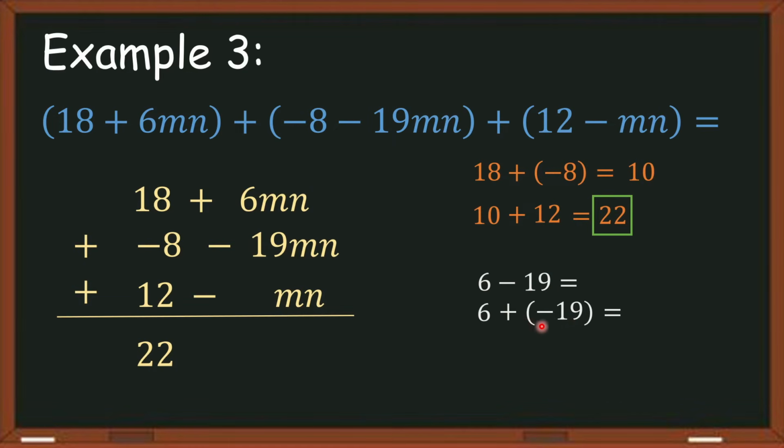So i-add na natin ngayon. Magkaiba ng sign, isang negative at isang positive. So subtract lang natin, 19 minus 6.